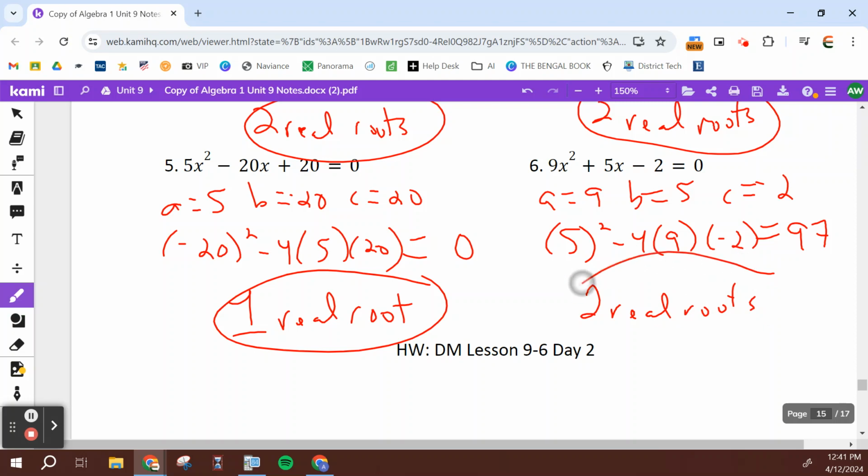So your answers when we get to Delta Math are going to be, you have 0, 1, or 2 solutions, and the work you're showing is just the discriminant. B squared minus 4AC. That's your focus.